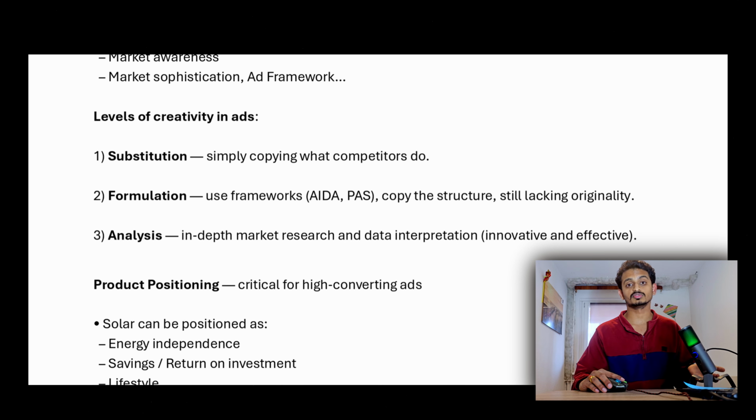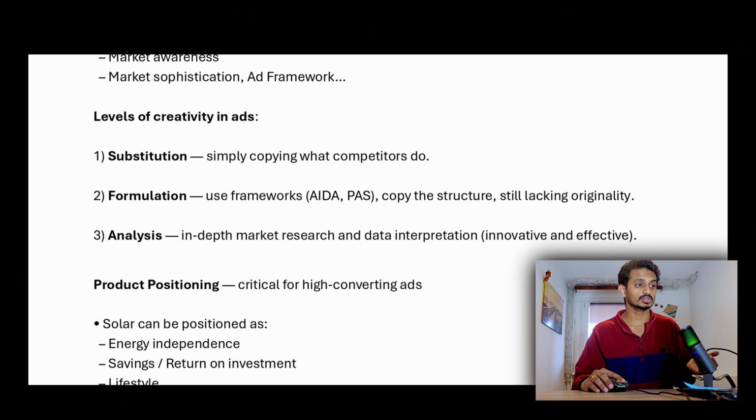Number 1 is substitution, which is where you simply look at what your competitors are doing in your service location and run it on your platform. So this is very basic form of creating an ad. And the second stage of creativity is formulation, which is where you use frameworks like AIDA, that is attention, interest, desire, and action, or PAS, that is problem, agitate, and solution frameworks. There are multiple frameworks recently, and you just copy the structure, but still this lacks originality. And the third stage of creativity in ads is analysis, which is where you do in-depth market research and data interpretation and come up with a unique and innovative way to create an effective ad.